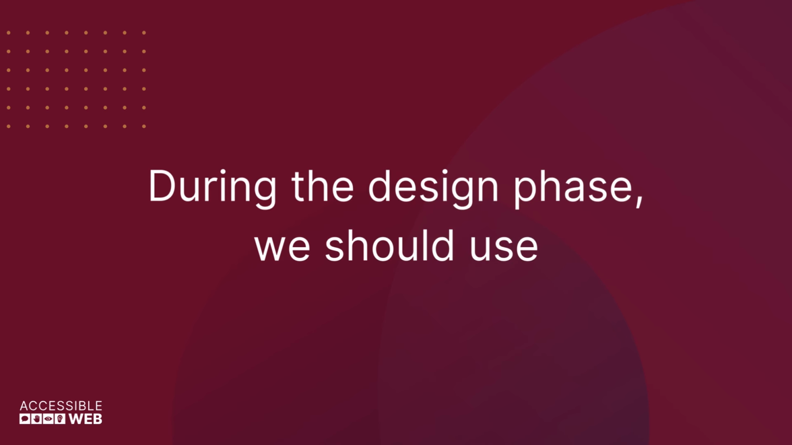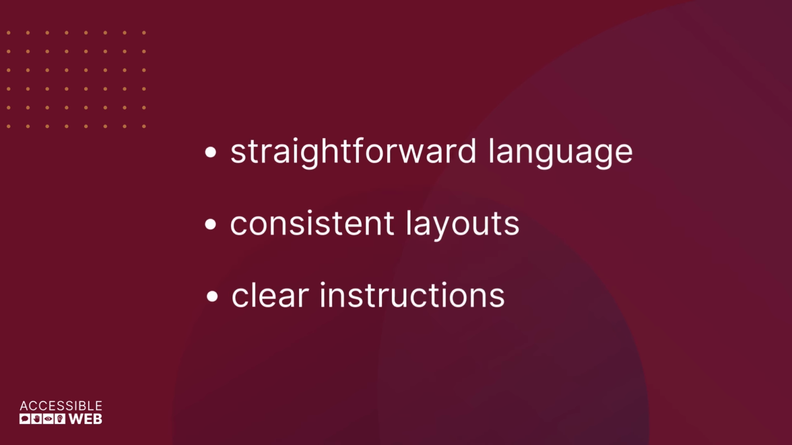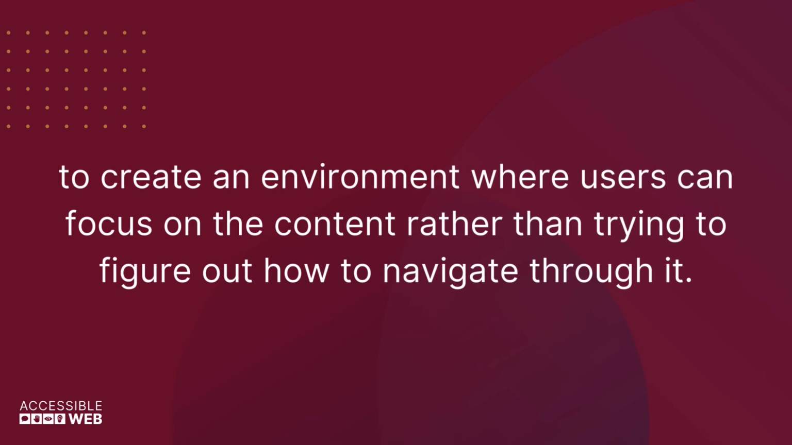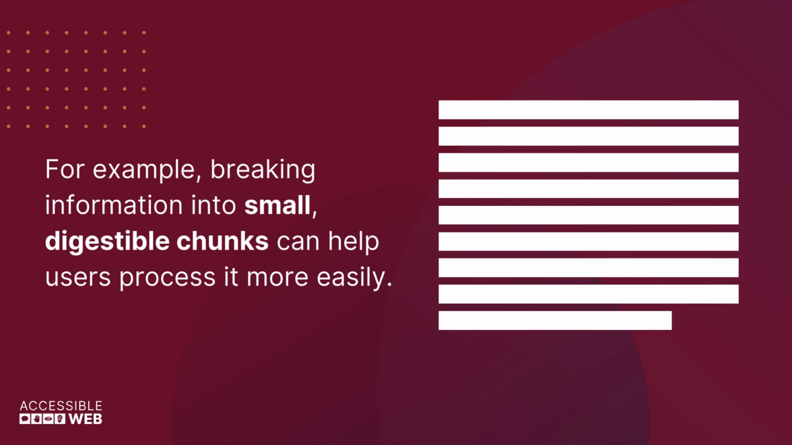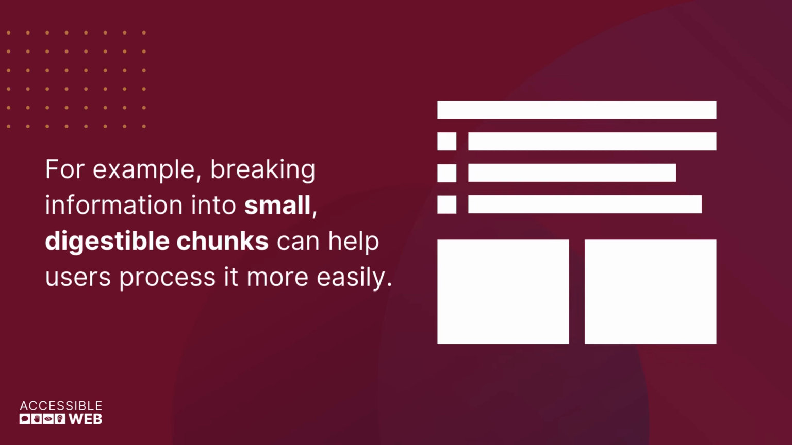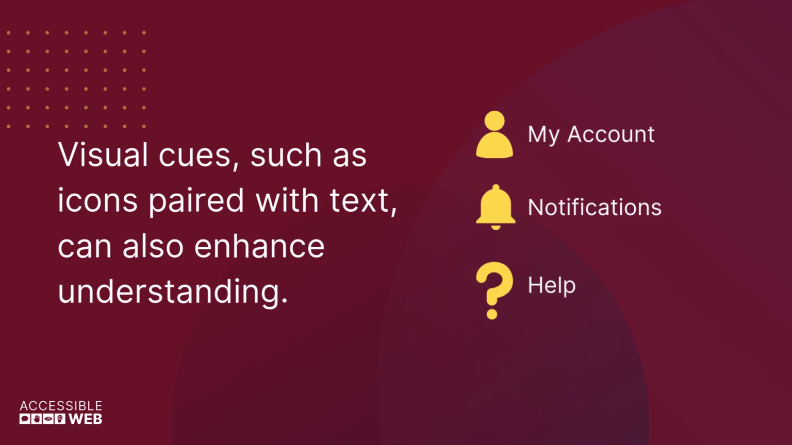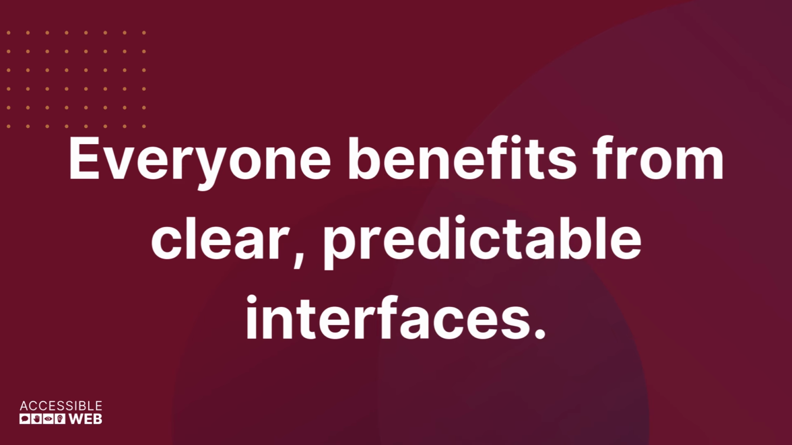During the design phase, we should use straightforward language, consistent layouts, and clear instructions to create an environment where users can focus on the content rather than trying to figure out how to navigate through it. For example, breaking information into small, digestible chunks can help users process it more easily. Visual cues, such as icons paired with text, can also enhance understanding. Everyone benefits from clear, predictable interfaces.